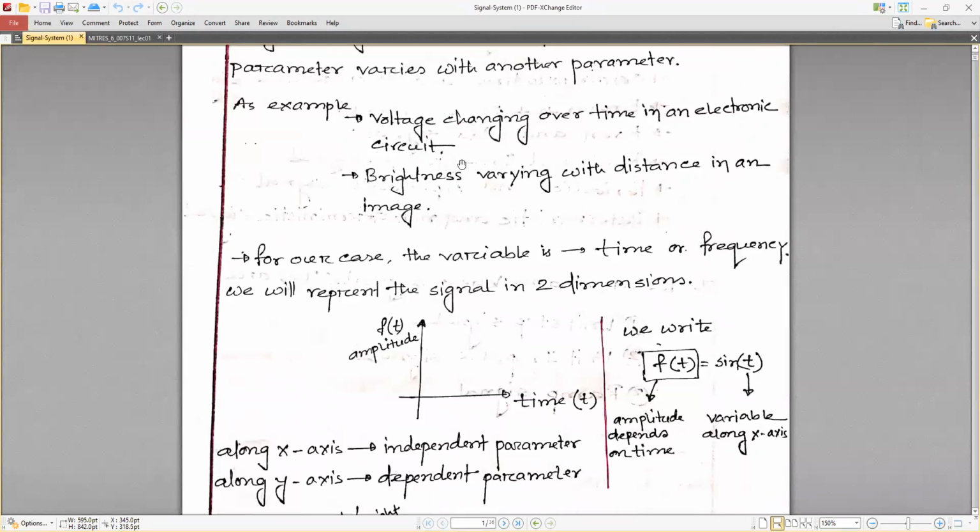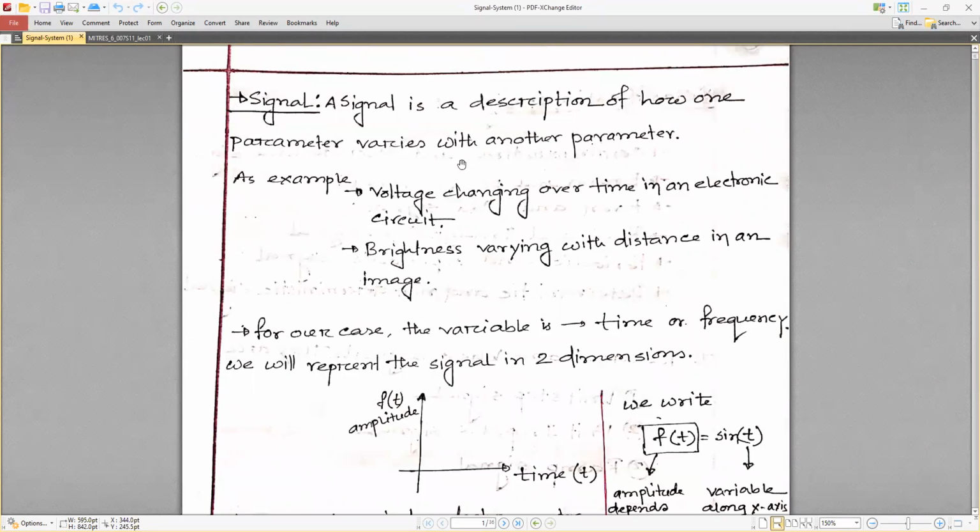Okay, now the signal. So what is a signal? A signal is a description of how one parameter varies with another parameter. So one parameter will vary according to the other one. That is the signal. Our course name is Signals and Systems. Okay, so there are some examples.